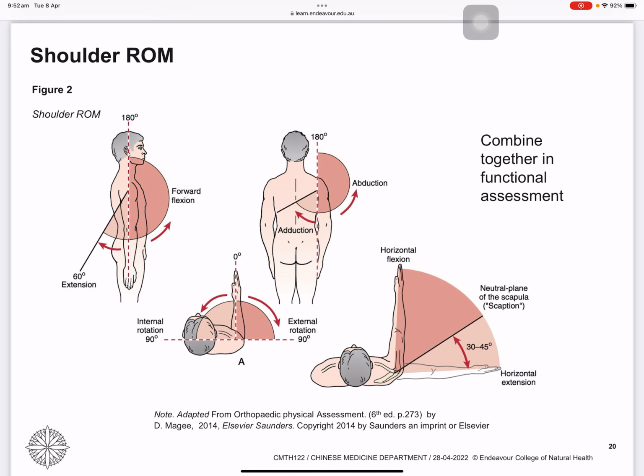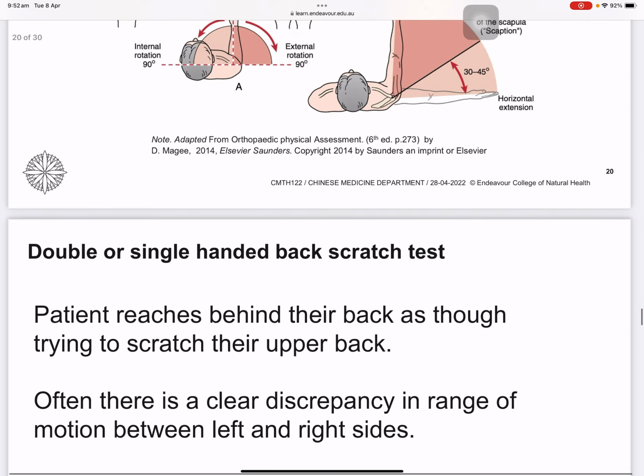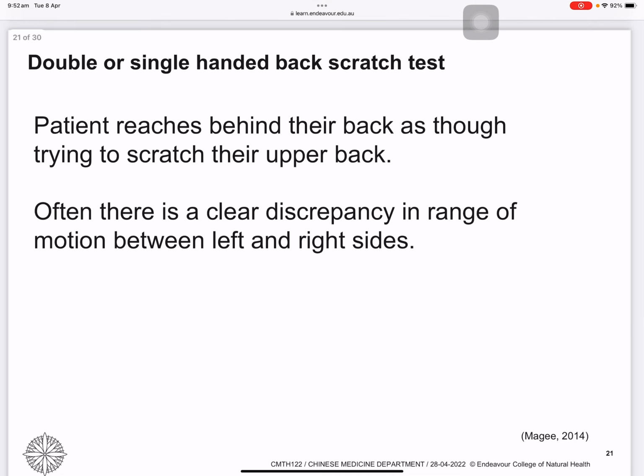So some people may come with a frozen shoulder or a shoulder problem, so you can do the range of movement test for the shoulder. This is the test. I found a video on YouTube for this test, so you can see what's going on in this test.